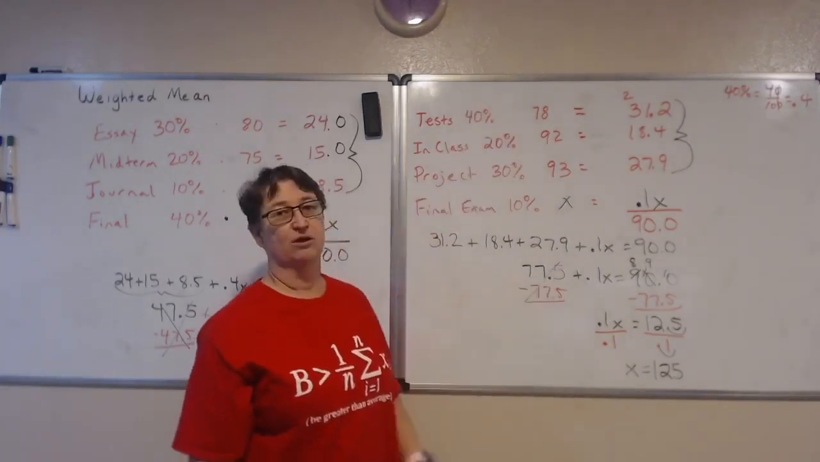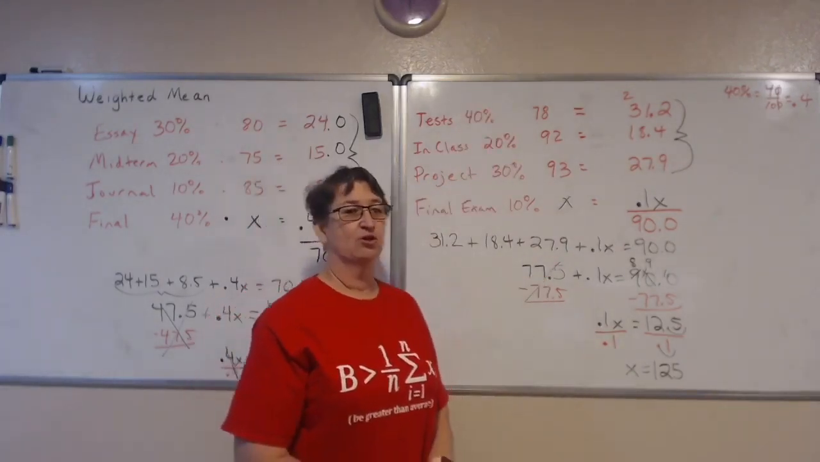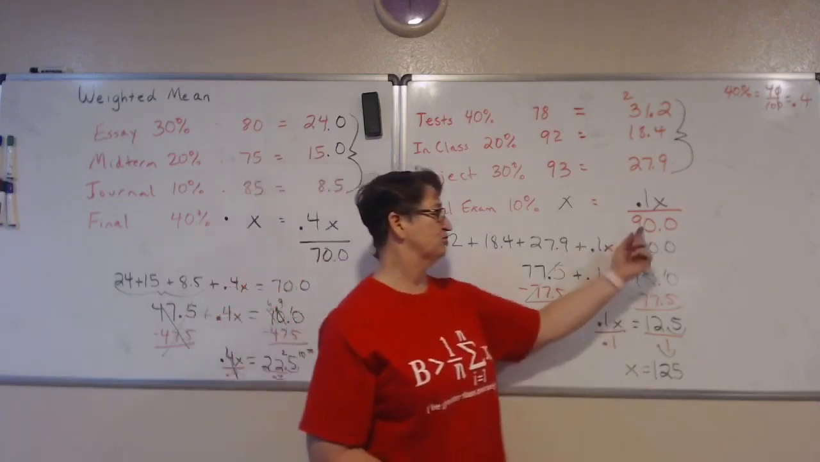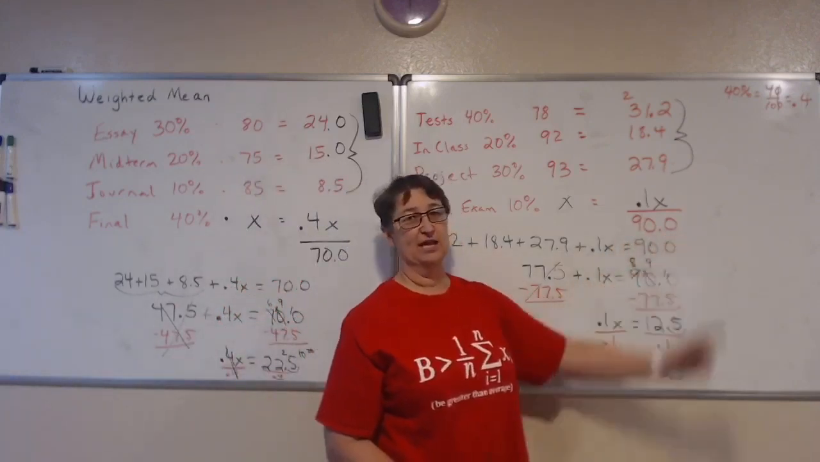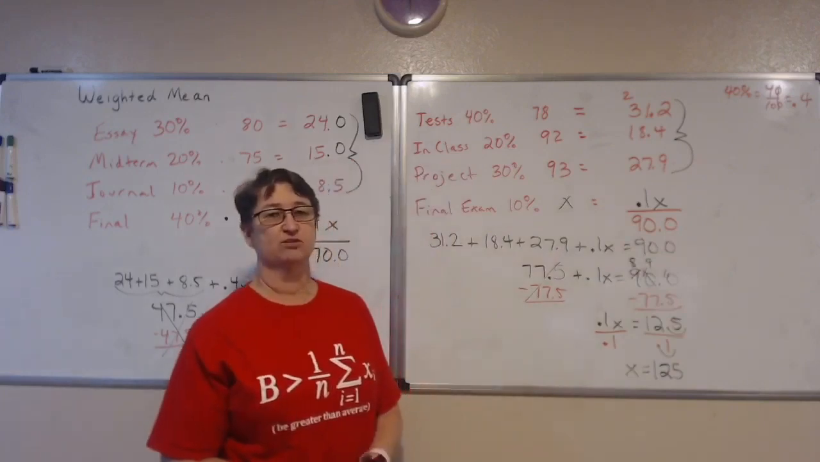So, oh well, let's see about a B. So if we wanted to find out for a B, we would just do the same thing, but turn that into an 80, and we could find out what it is that she needs in order to make a B.